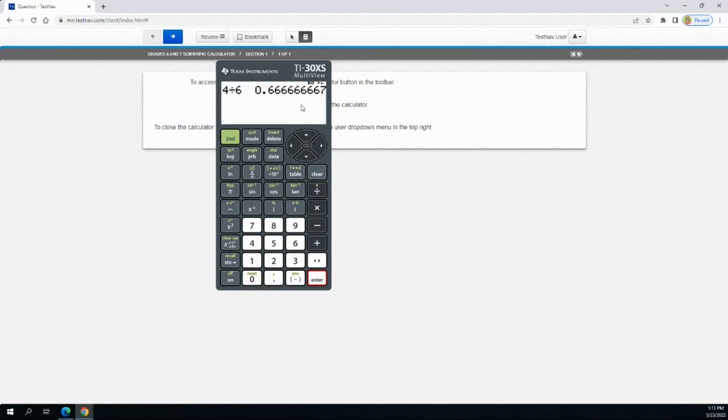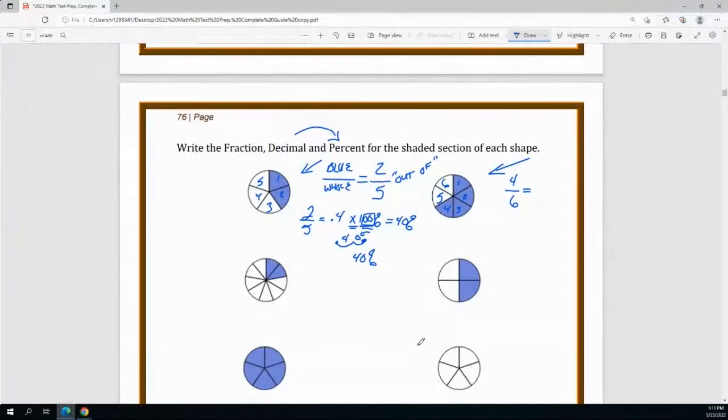0.6666666. Okay, that's a non-terminating repeating decimal. Remember that? You could show it like that. Remember the other way? Really weird. But if this is my number, 0.66666, and I want to show that as a percentage, I would still move the decimal 2 places to the right. Now, you have to remember, that's a bunch of 6s.